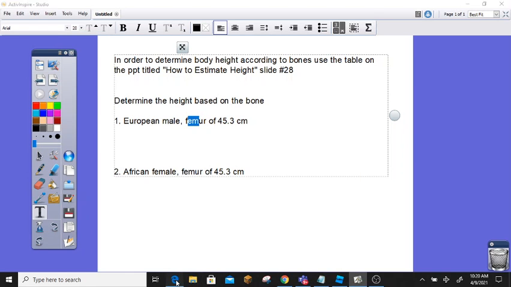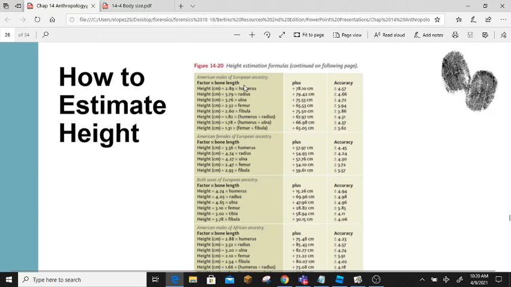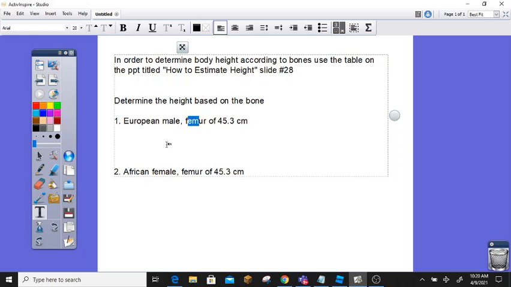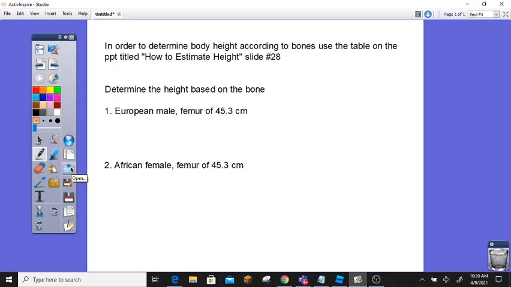Okay. So what you're going to do is come up here and look. We know it's a male. If it's a female, we would use this. But since it's a male, European, and it was a femur, we're going to do 2.32 times the femur. 2.32 times the femur, 45.3.